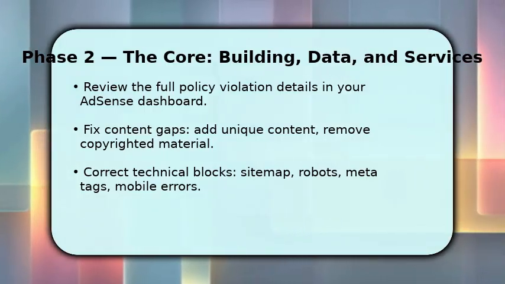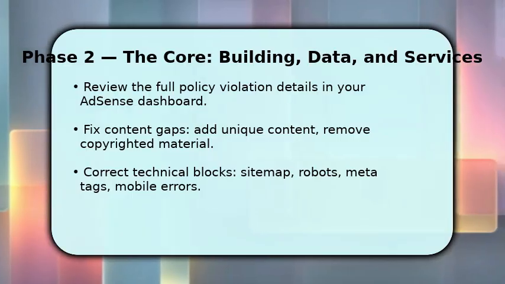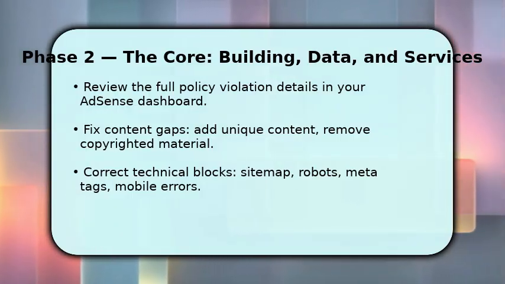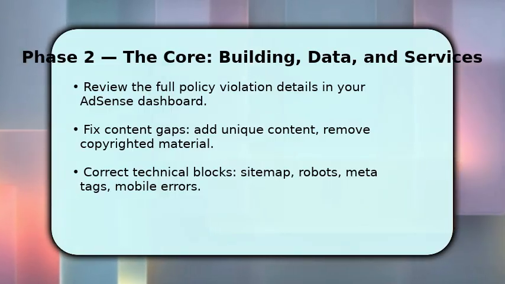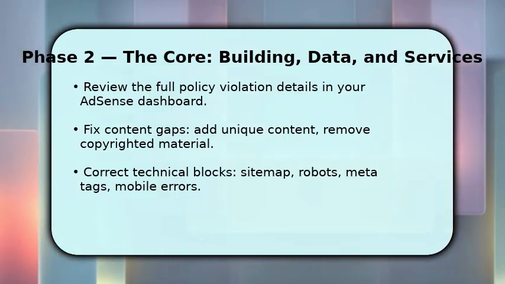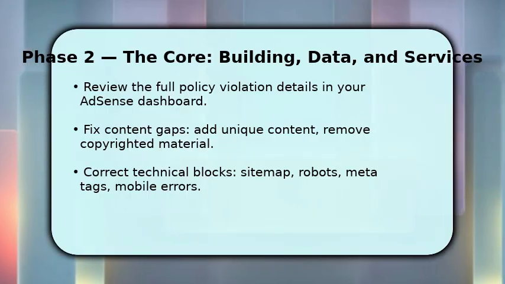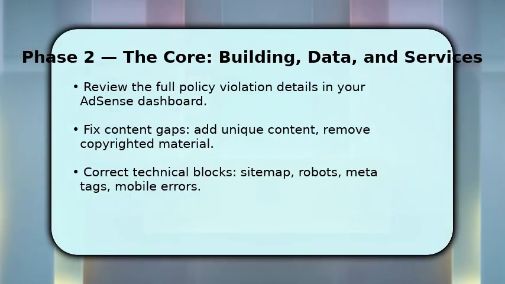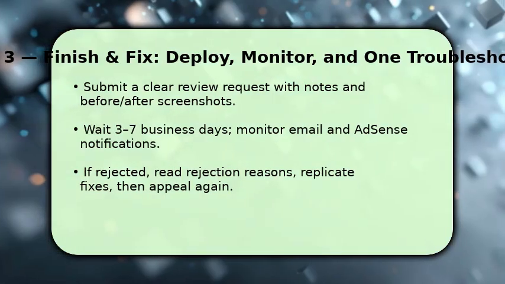If it's technical, unblock pages in robots.txt, submit an updated sitemap and repair mobile rendering issues. Once done, document every change. This record will be used when you request a review from AdSense. You finish by submitting a concise review request.